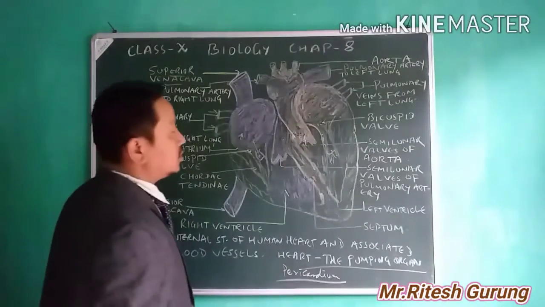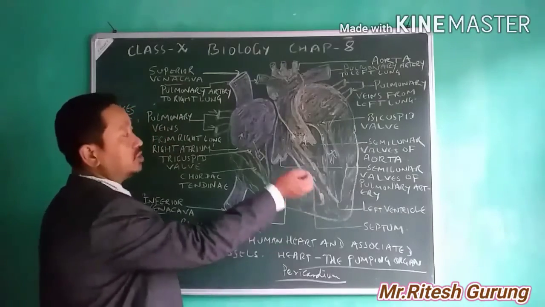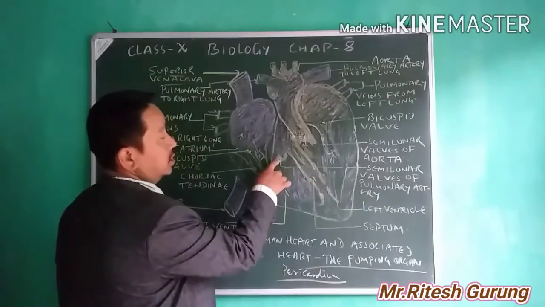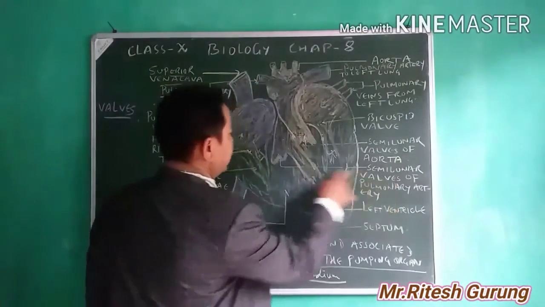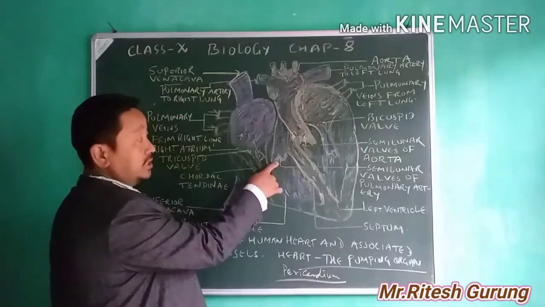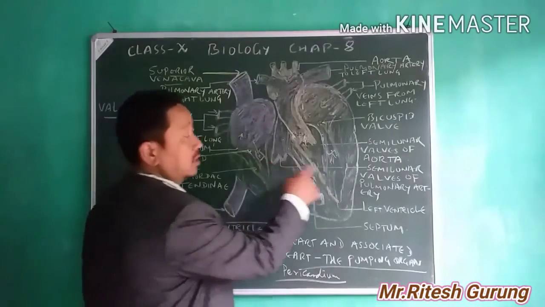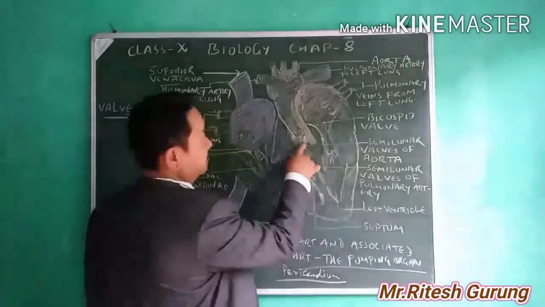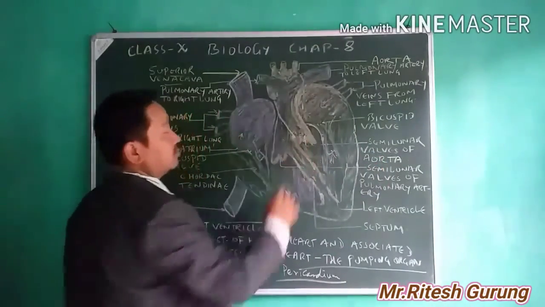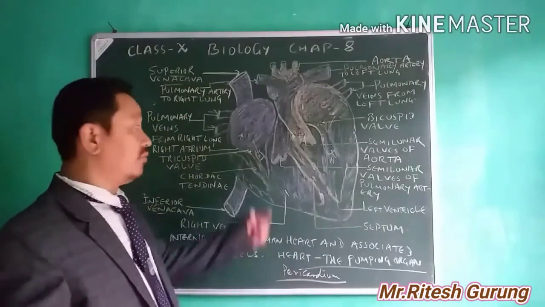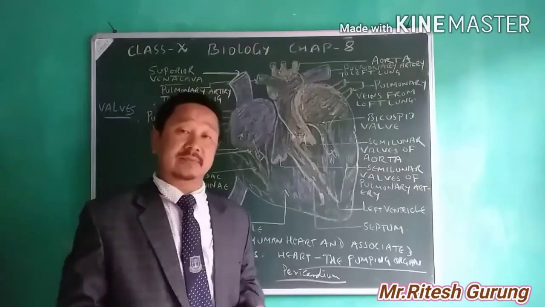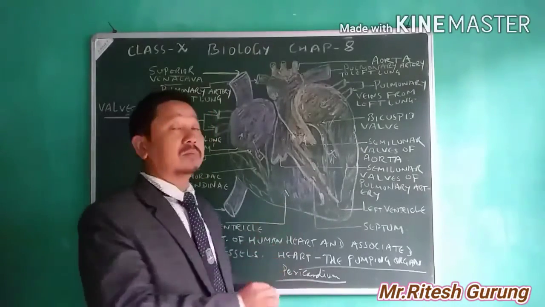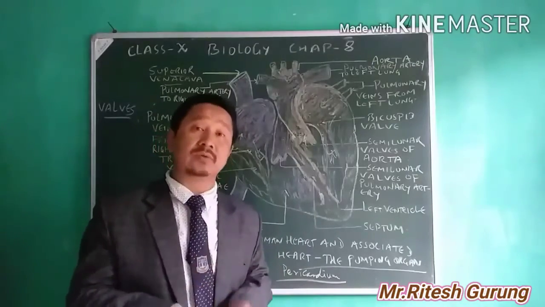The other two types of valves you find here are called the semilunar valves of the pulmonary artery and the semilunar valves of the aorta. Both sides also have valves. The function of them is also the same, that is to allow the blood to flow only in one direction.